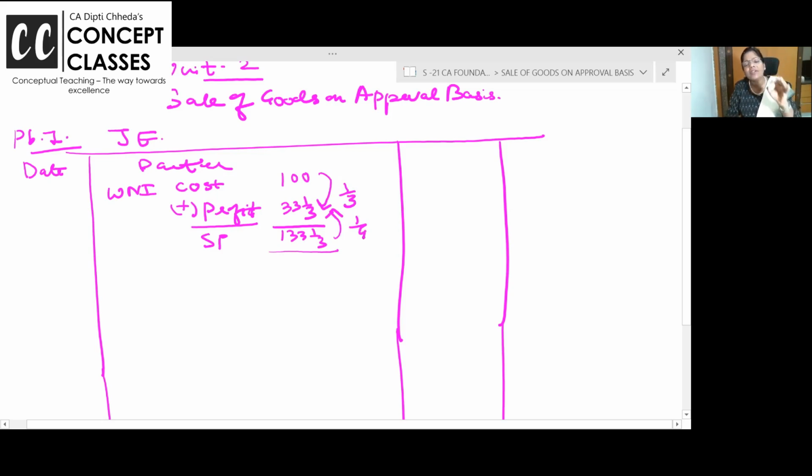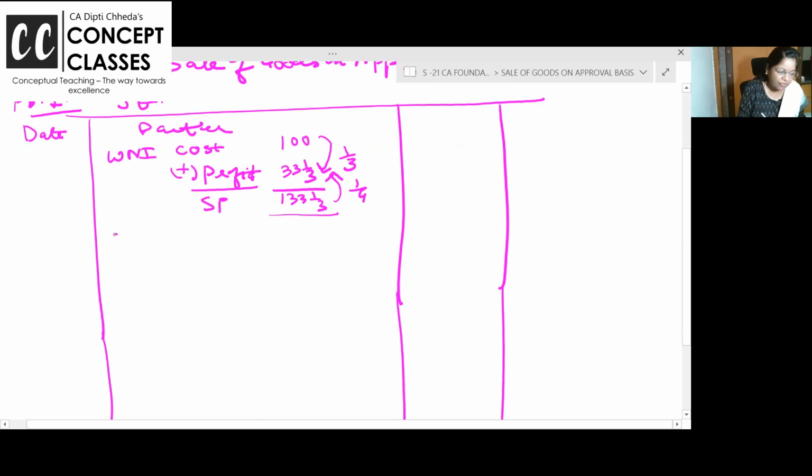Take a pause, dear students. Equation, you should know it for all the topics from inventory to consignment to final accounts to all. On sales it is 1/4. 33.33 जब 4 times होगा तब जाके तुम्हारा sales आएगा. ठीक है? So now let us book the first entry on 15th of September.